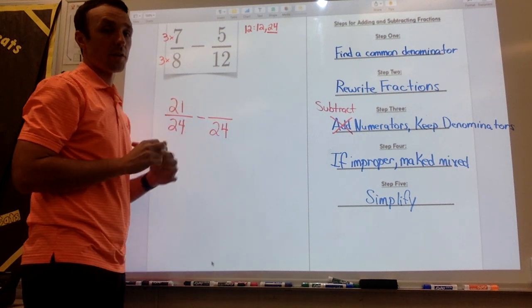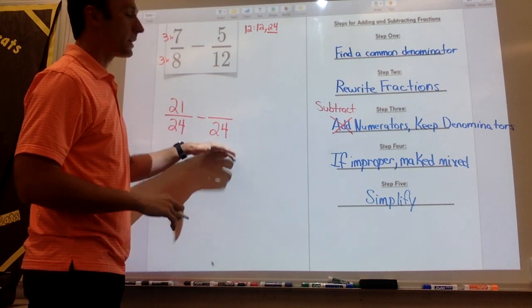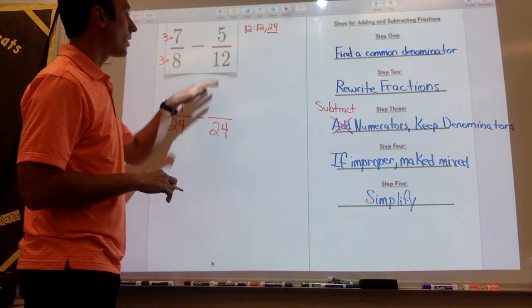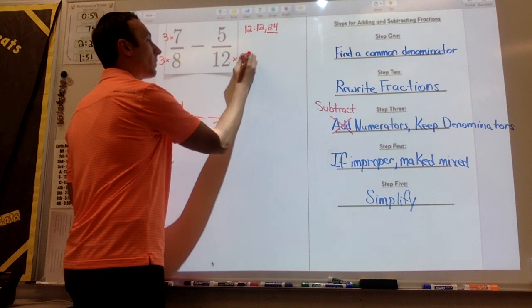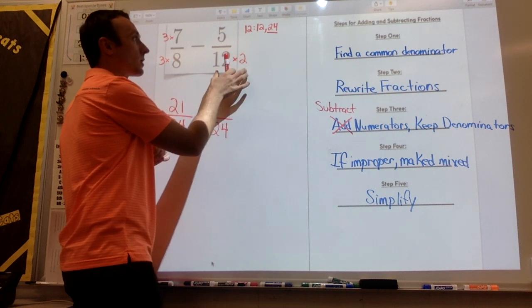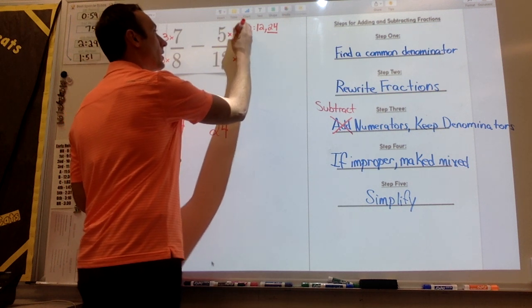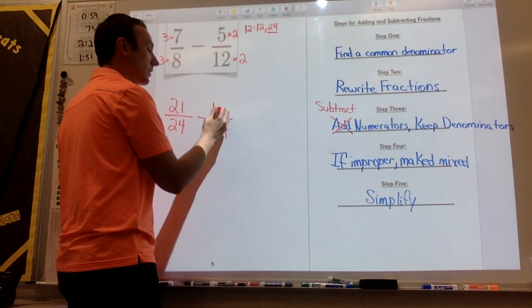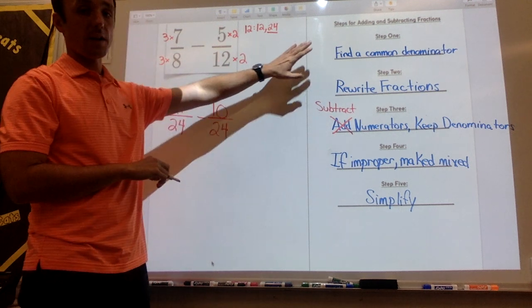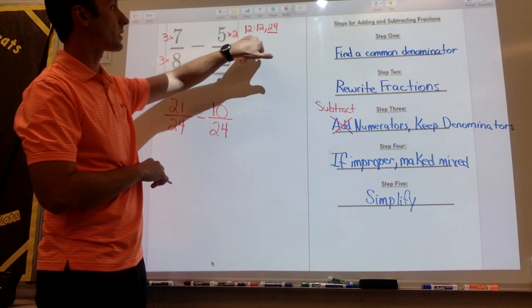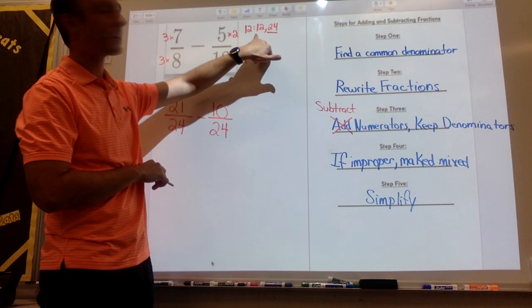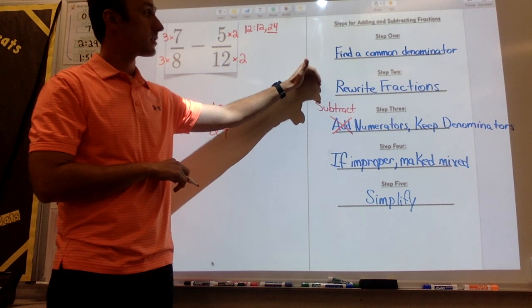Now I look to my other fraction. How does 12 become 24? How did I change it? Well, I'd have to multiply 12 by 2 to get 24. And if I multiply my denominator here by 2, I also have to multiply my numerator by 2. So 5 times 2 is 10. So far I have found a common denominator, which was 24. I did that by counting by the larger denominator until I found my smaller one could also multiply to become it. I then rewrote my fractions.